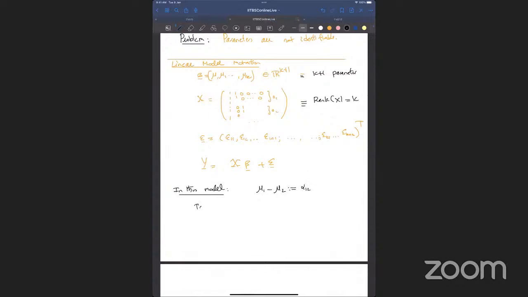Because you can take y11 minus y21. That is an estimate of mu1 minus mu2. In fact, it's an unbiased one because it's naturally identifiable. It may not be optimal, but it is an estimate. You can even check that the mean of y11 minus y21 is mu1 minus mu2.